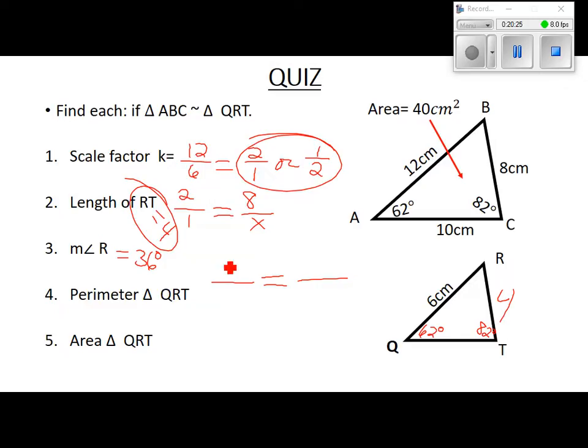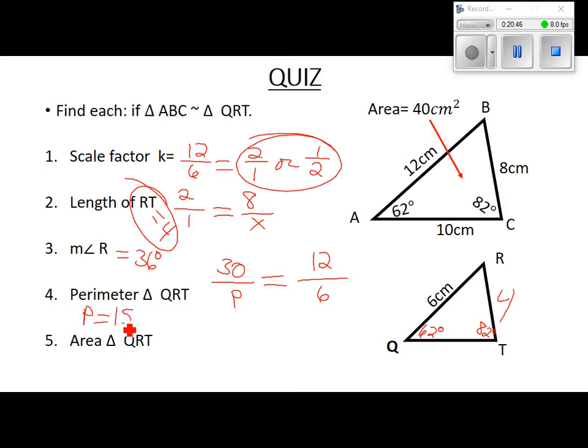So what? 30. 30? Yep. What goes on bottom here? X. Now I'm going to use P. What goes on top here? 12. What goes on bottom here? 6. Just two of the sides, right? Yep. Cross multiply and solve. What'd you get for the perimeter? 15. Anybody agree with that?